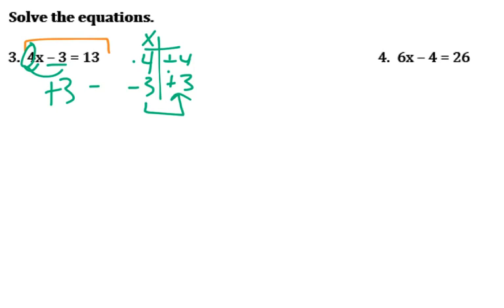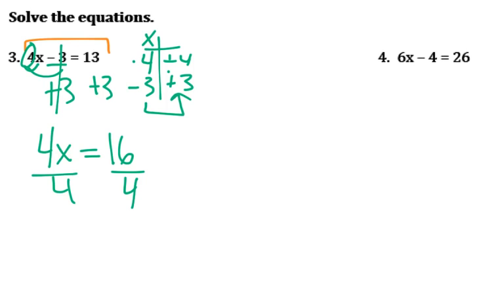So I add 3 to both sides, because we're changing them now. When we change an equation on one side, we have to change it on the other side. 13 plus 3 is 16. Divide by 4 on both sides. We get x equals 4.